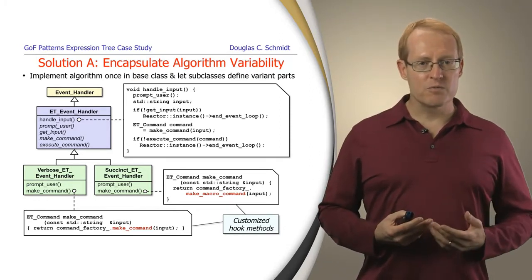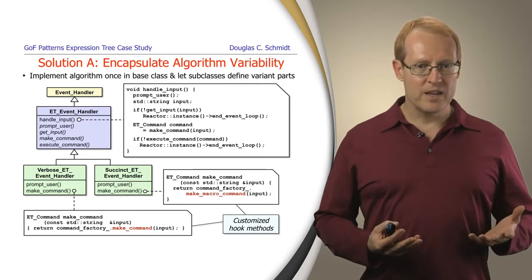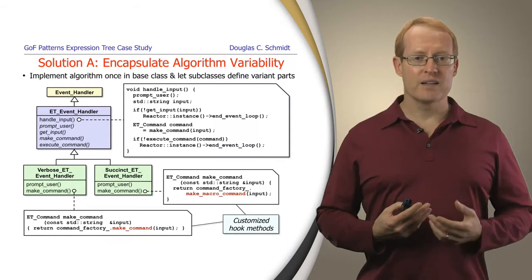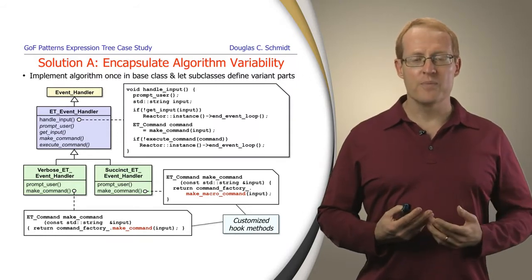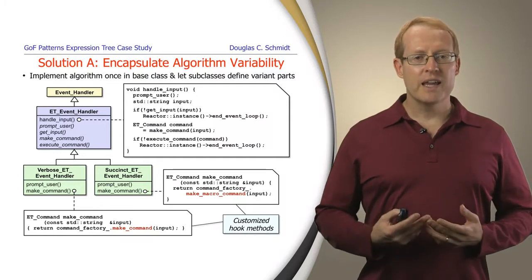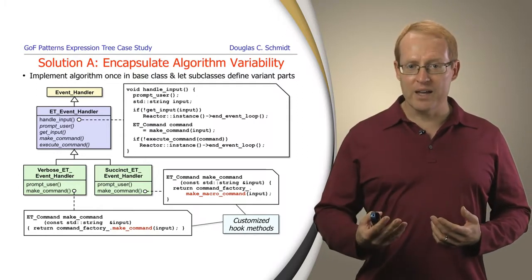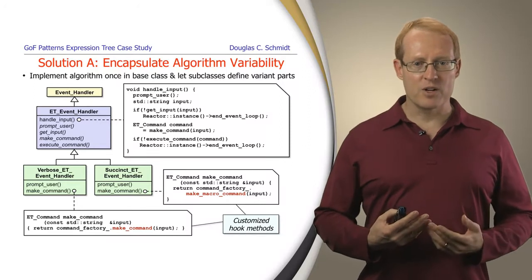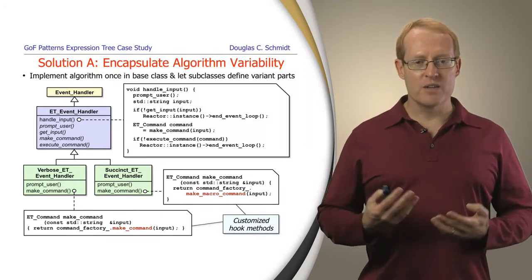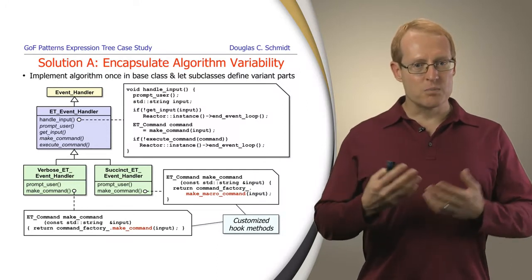For the verbose event handler's method, the hook method that's customized, it goes ahead and just creates one command, whatever corresponds to the user input. Conversely, for the succinct mode method, it goes ahead and creates a macro command, which we've looked at earlier in some of our discussions about various factories and commands. And what the macro command does, if you recall, is it goes ahead and creates multiple commands.